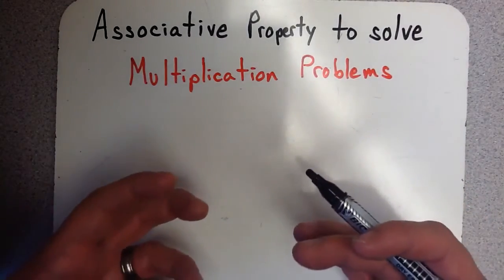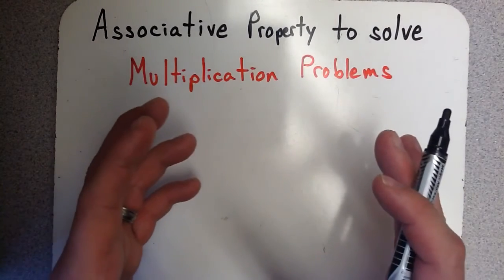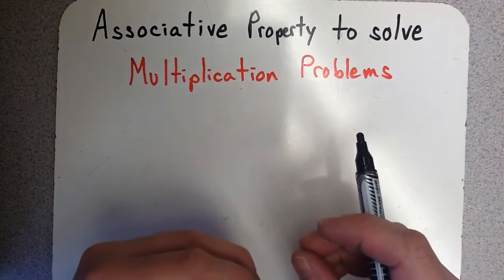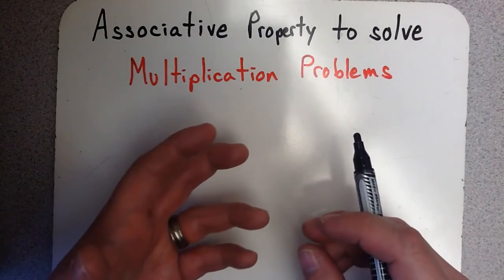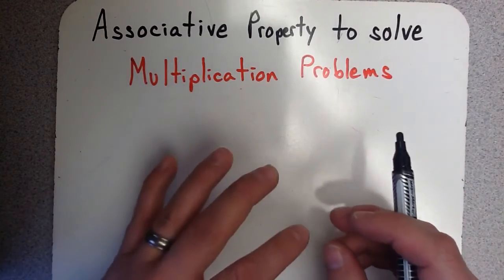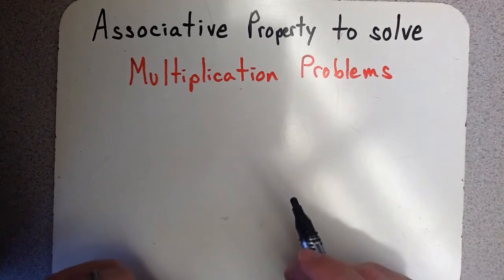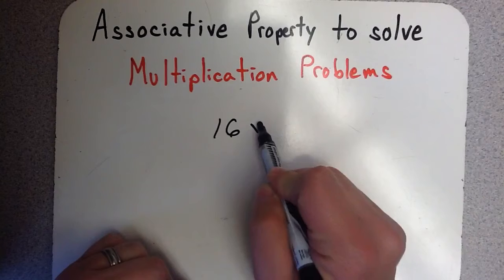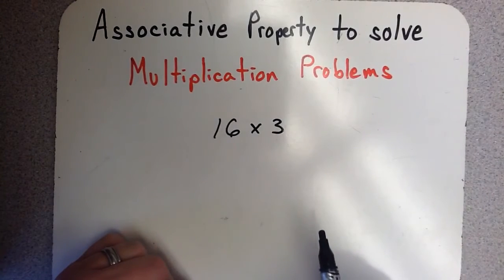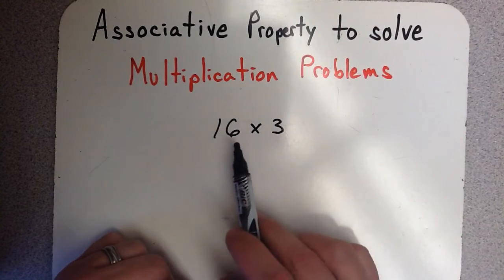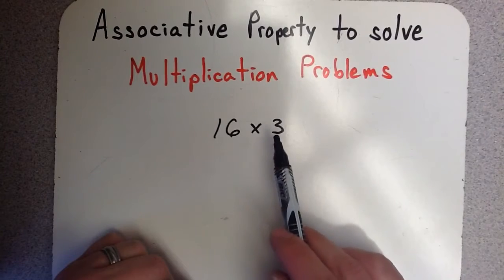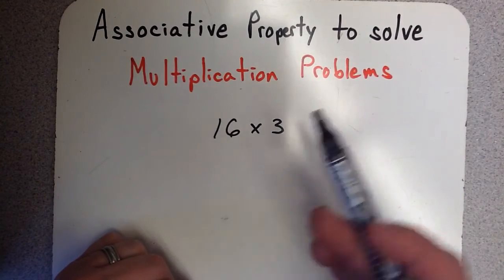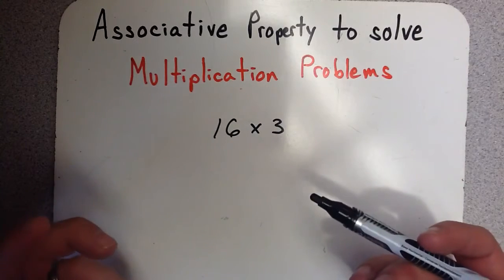So let's look at a couple problems and how we can break numbers apart into factors and then change the grouping of those factors to take a somewhat difficult multiplication problem and turn it into a much easier multiplication problem for students. So let's look at the problem 16 multiplied by 3. Okay, so when we look at 16 multiplied by 3, 3 is a prime number, so its factors are just 1 and 3. But 16 has many factors, and some of them can be quite useful.